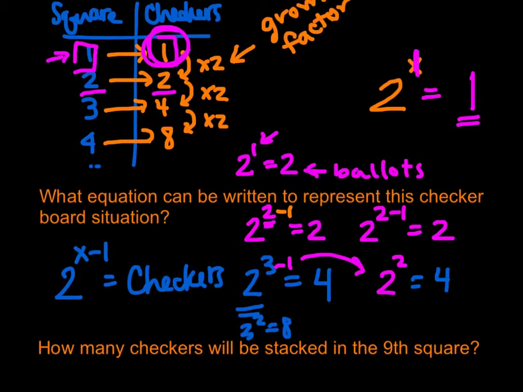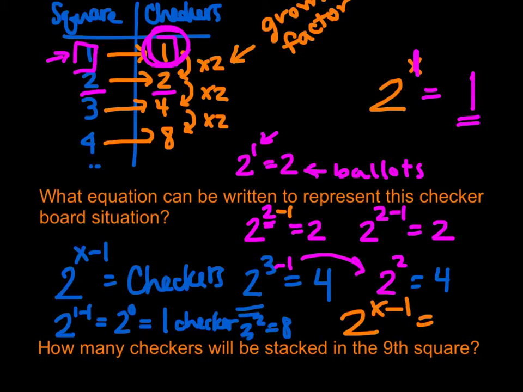Let's see if that works for our initial value. If we have 2 to the first power minus 1, that equals 2 to the 0 power. If you put that into a calculator, 2 to the 0 power, we will get 1 checker. That is exactly what we want. So I'm going to rewrite our equation so we can see it really big. 2 to the x minus 1 is equal to our checkers. That is our equation. So now we're going to use this equation to figure out how many checkers are going to be stacked in the 9th square.